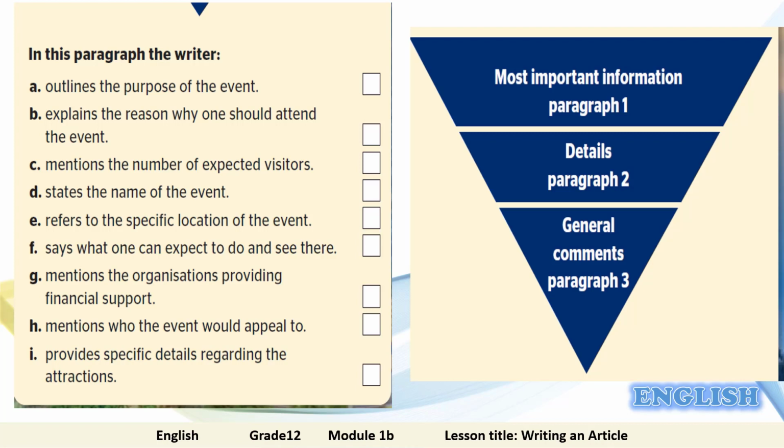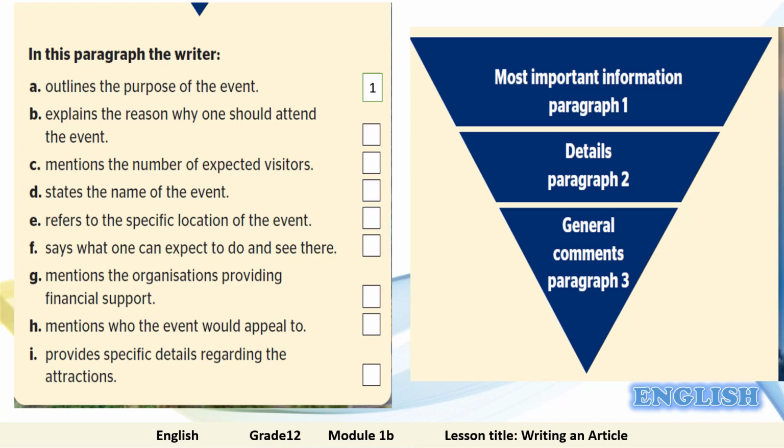Which of the 3 paragraphs outlines the purpose of the event? The why the event is held. Why is one of the 5 W's. Accordingly, it should be in the first paragraph.